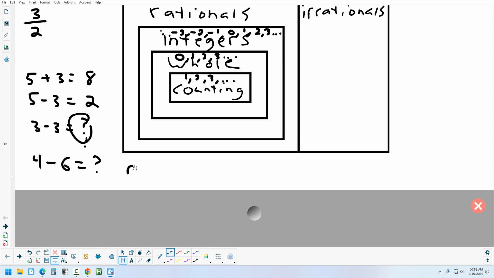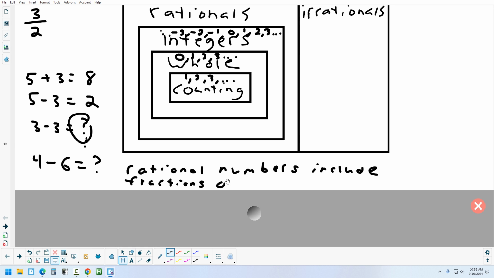Okay, so I'll write that down. So rational numbers include fractions and decimals.